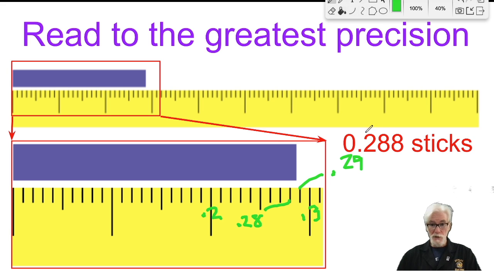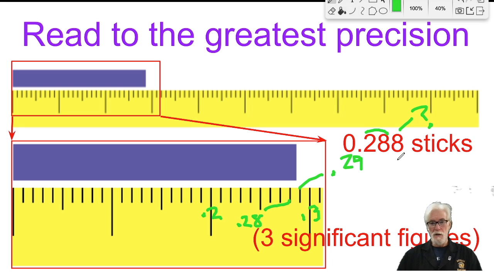Again, these are the 2 digits I know for sure. Everybody agrees 0.28. But this one, that's where the uncertainty is. You might look at that and say, no, it's not 0.8, it's 0.7, or you might say, no, it's 0.289, but very few people would go much lower than plus or minus 1 from that last digit. So this measurement, because of our increased precision, gives us 3 significant figures. So the more significant figures you have, the greater is the precision of your number.